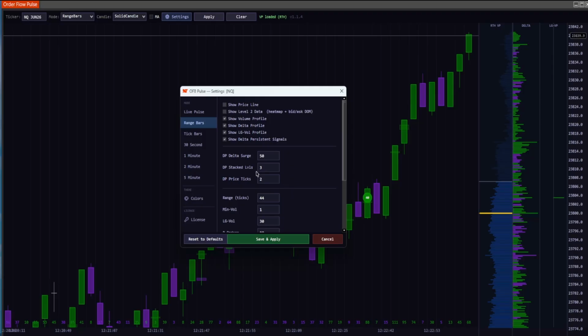So all of this has to happen pretty quickly within 1 second. You have to have a 50 delta surge or more, and it has to have stacked levels of more buying than selling of 3 levels, and the price ticks has to tick up 2 times. Now you can set this to 3, but you'll just get less signals, but they might be stronger signals. So that is what these settings mean. Now, if you don't want to do delta surge scalping, then you can just go ahead and uncheck this, and then they're not going to show on the chart.